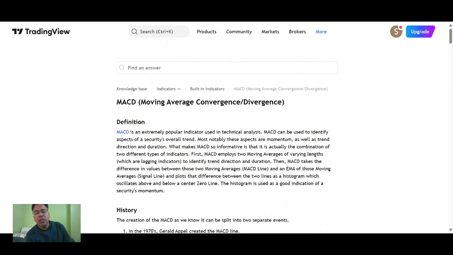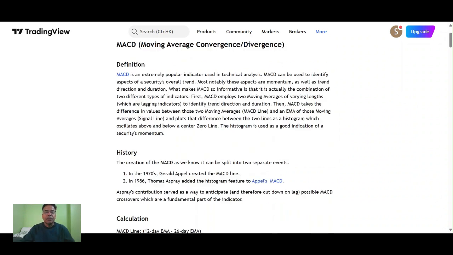What makes MACD so informative is that it is actually the combination of two different types of indicators. First, MACD employs two moving averages of varying lengths, which are lagging indicators to identify the trend direction and duration. Then MACD takes the difference of the values between those two moving averages, the MACD line, and the EMA of those moving averages, the signal line, and plots that difference between the two lines as a histogram which oscillates above and below the center zero line. The histogram is used as a good indicator of a security's momentum.